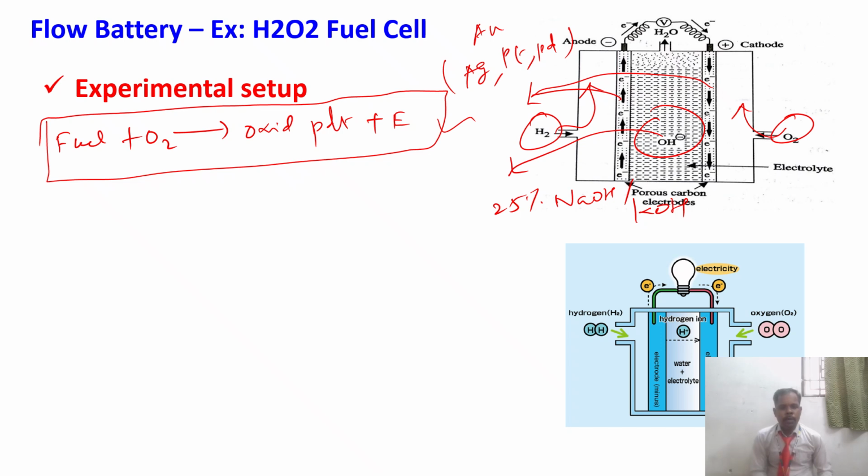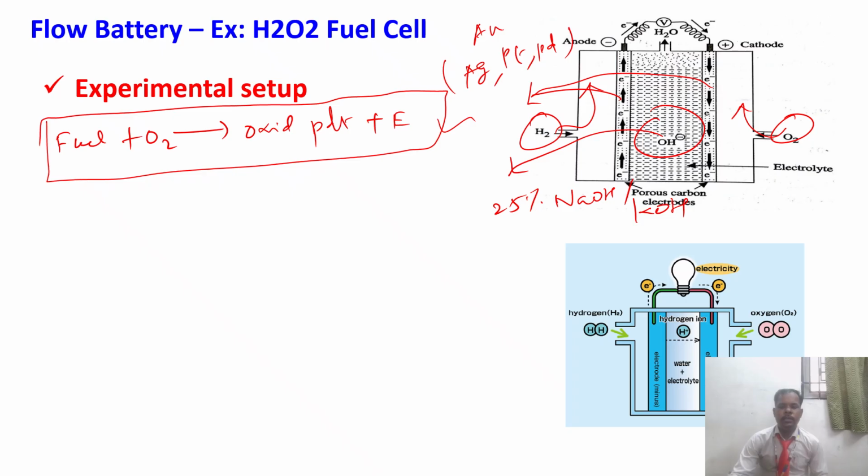So this is the simple experimental setup. So what are the cell reactions involved inside the hydrogen oxygen fuel cell? Hydrogen acts at the anode and passes through the anodic compartment, followed by oxygen passing through the cathodic compartment. Hydrogen is bubbled through the anodic compartment where it is oxidized. Same way, oxygen is bubbled through the cathodic compartment where it is reduced. So this is the simple experimental setup.